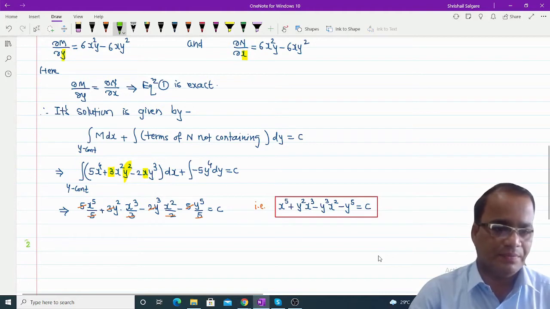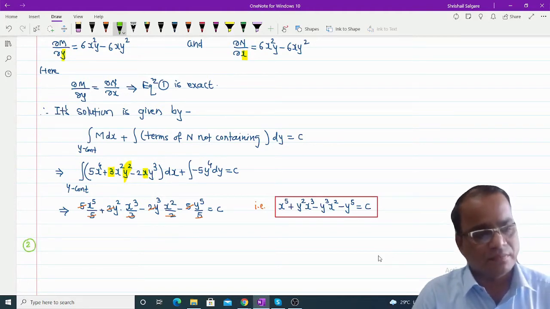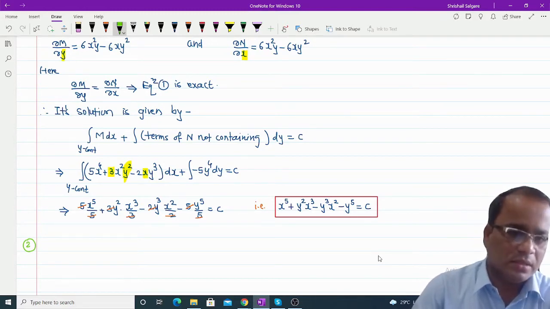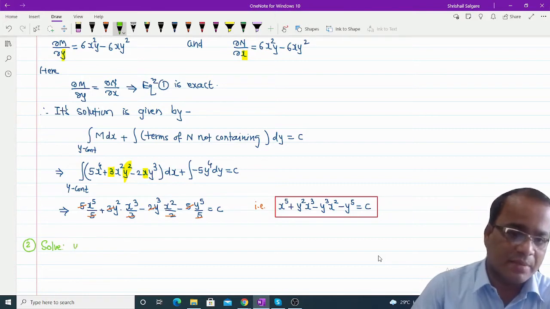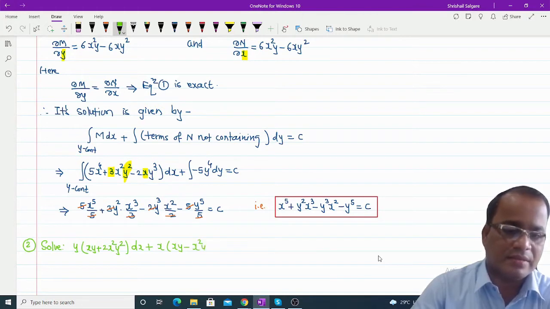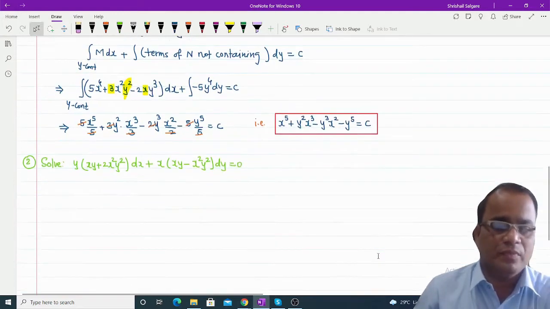Suppose the second example. Any questions? No. Okay, fine. Second one, solve the differential equation. Today's lecture I am taking a mix. It may be exact, it may be non-exact. Second example, it is given as y into (xy plus 2x square y square) into dx plus x into (xy minus x square y square) dy equal to 0. Let us continue.